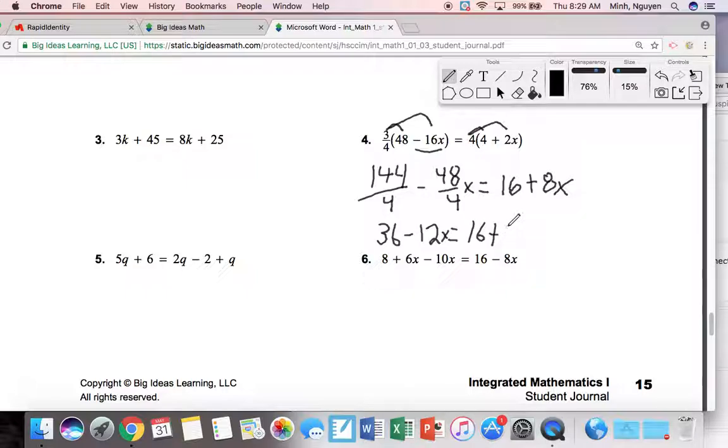I will go over this verbally because I want to leave this part for you to try. I will tell you, you can add 12x to both sides, subtract both sides by 16, and then divide by 20. Okay? I'm not working that through. I want you to give it a try. But you should get the answer x equals 1. But you need to add 12x and subtract by 16.